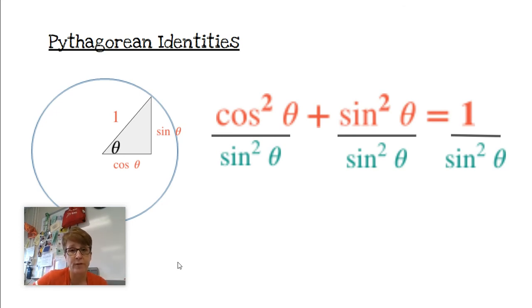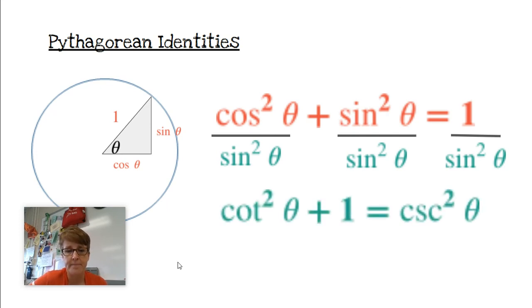So the first term says cosine squared over sine squared. We know that's, let's see, cosine over sine is cotangent. If you look back at your reciprocals, cosine squared over sine squared is cotangent squared. The middle term is sine squared over sine squared. That's just 1. And then the last one is 1 over sine squared. And again, we know that 1 over sine is cosecant. It's the reciprocal of sine. So 1 over sine squared is cosecant squared. And there's our third Pythagorean identity.